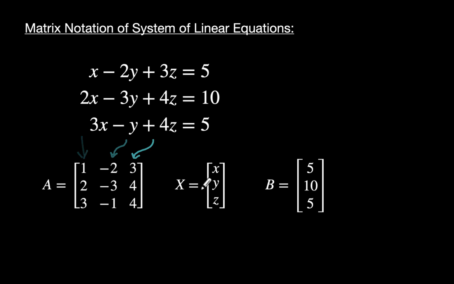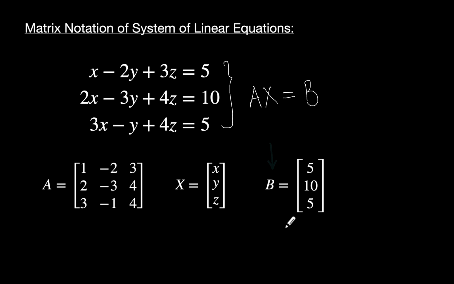X is the variable matrix of x, y and z, and B is the matrix of scalars, the right hand side entries of the system of linear equations. So this is your B. It means this system of linear equations can be written as AX is equal to B.